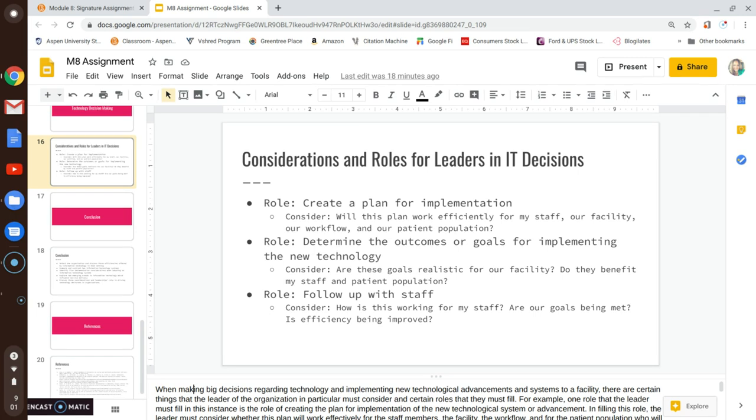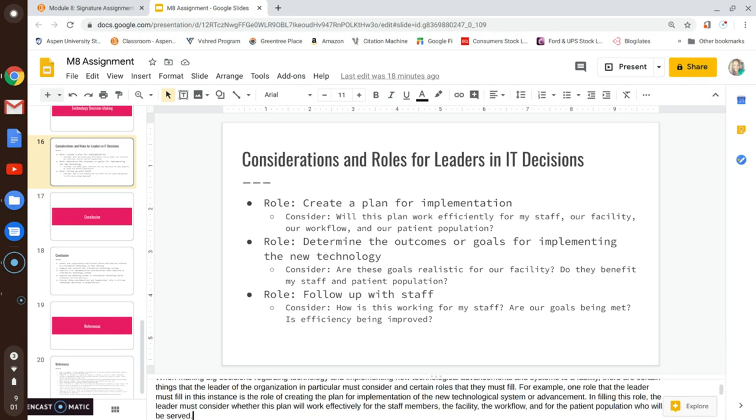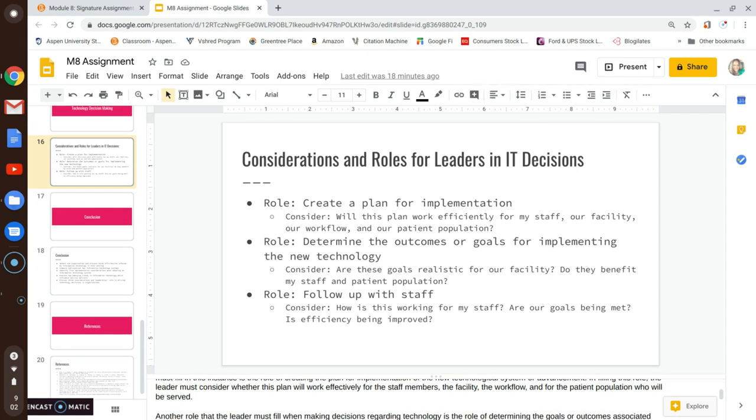For example, one role that the leader must fill in this instance is the role of creating the plan for implementation of the new technological system or advancement. In filling this role, the leader must consider whether this plan will work effectively for staff members, the facility, the workflow, and for the patient population who will be served.